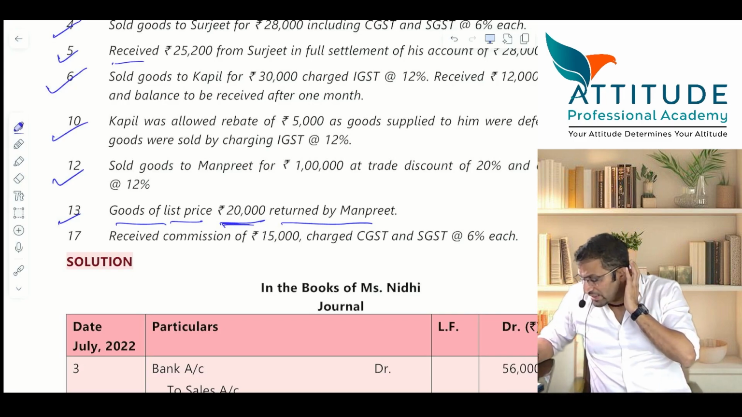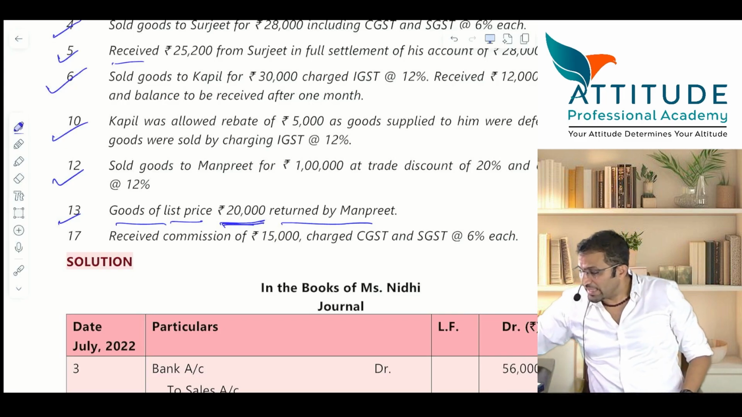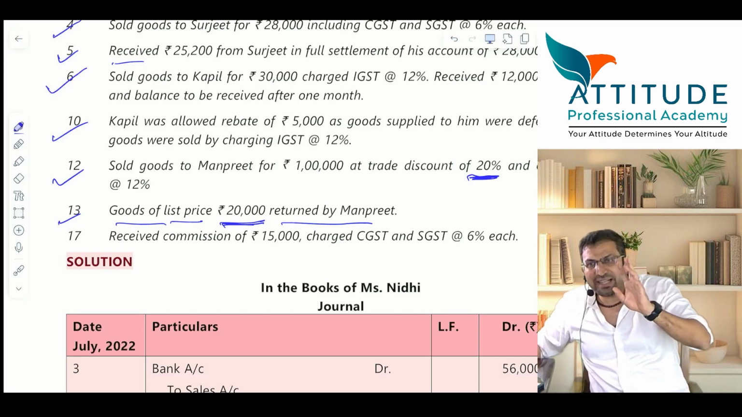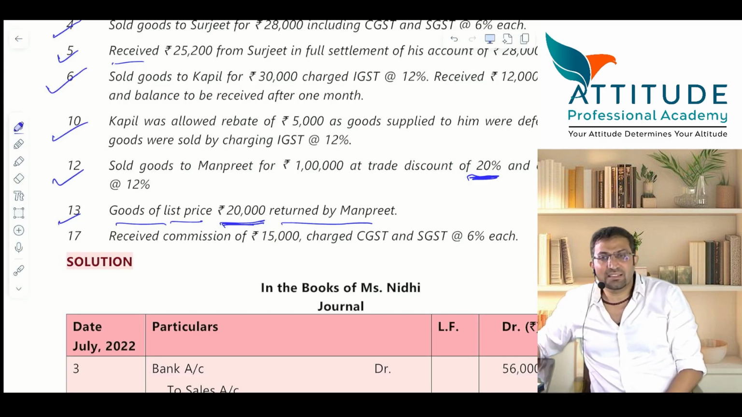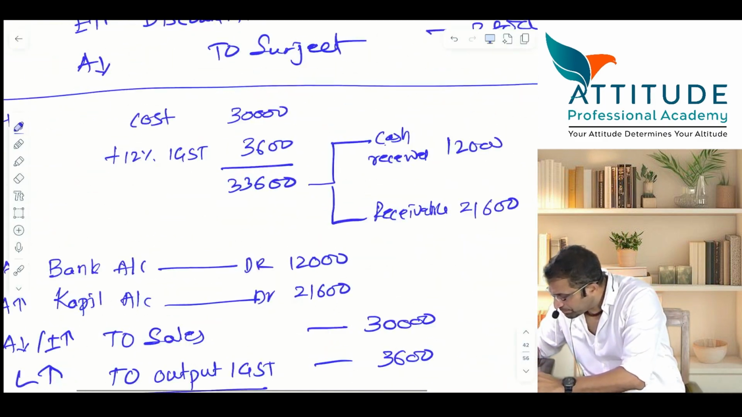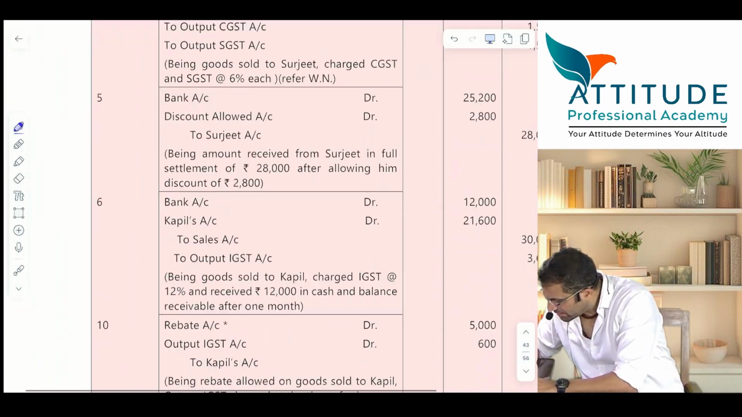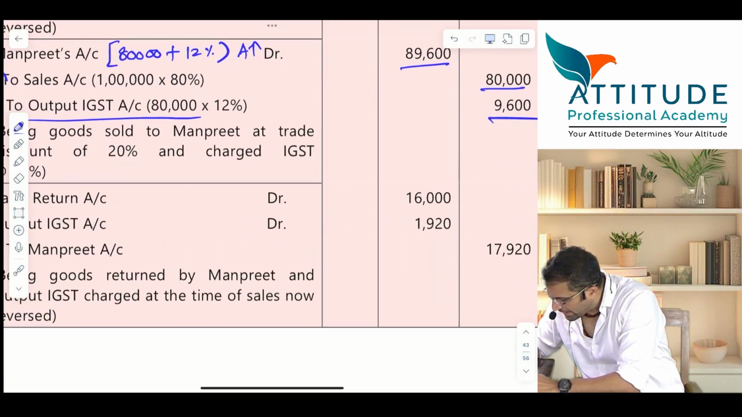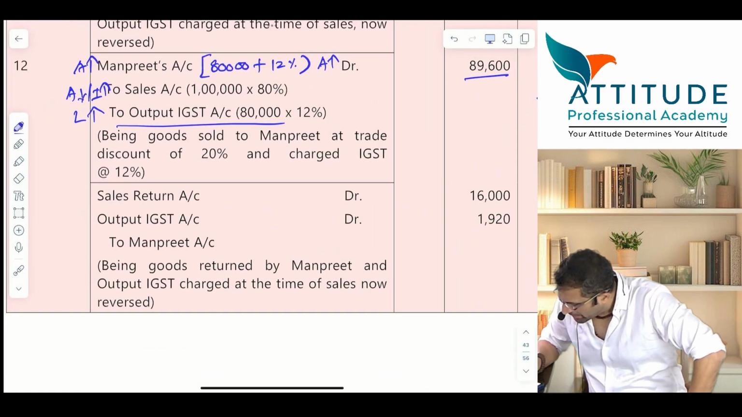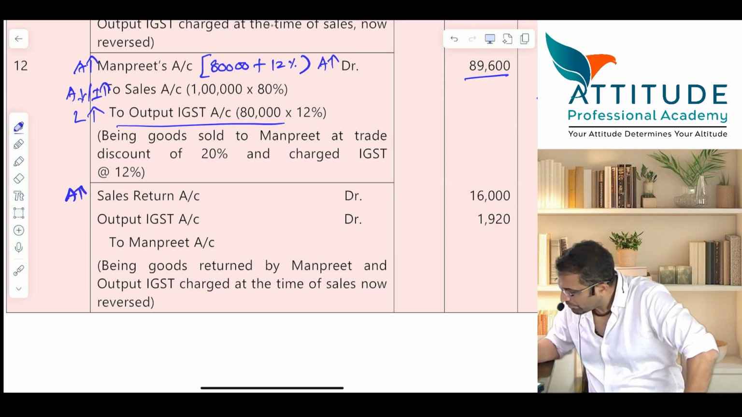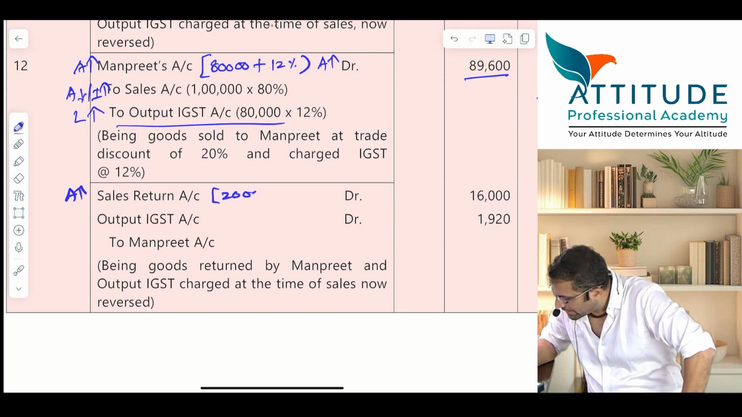Now, first of all, 20,000 does not come. 20,000 minus 20%, because 20% is a trade discount. You have already sold the goods to Manpreet at 20% trade discount. That should be deducted. So it will be how much? So sales return account debit. Tell me. 16? Correct, you're right. 16,000. Sales return account debit. Asset increases. That is 20,000 minus 20%, which is 16,000.